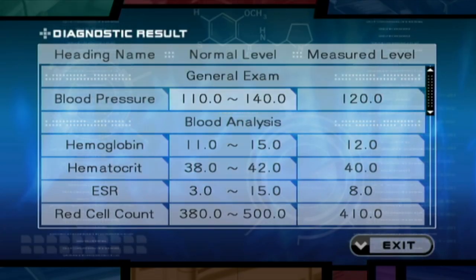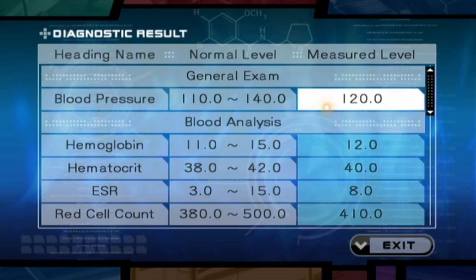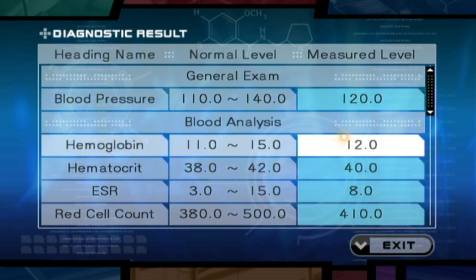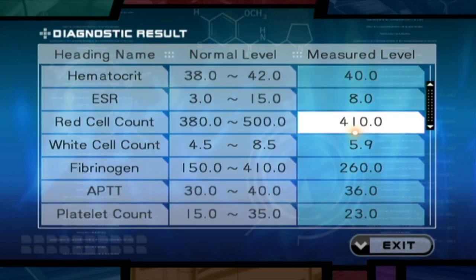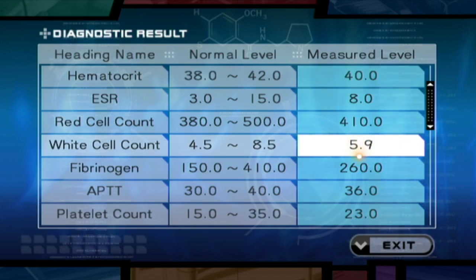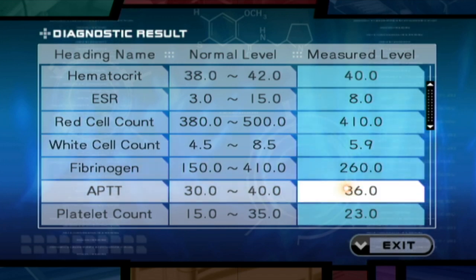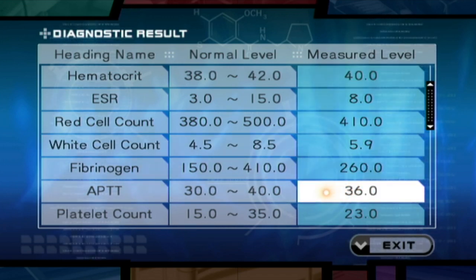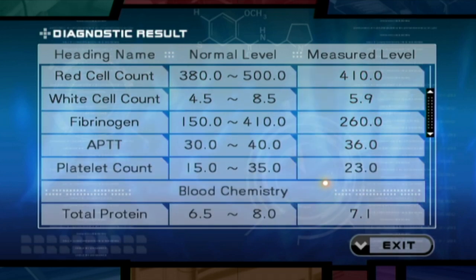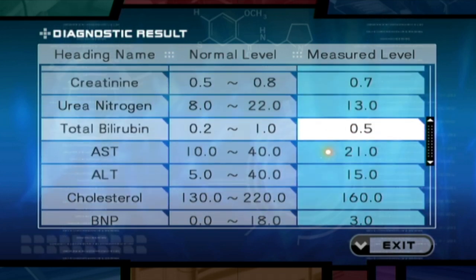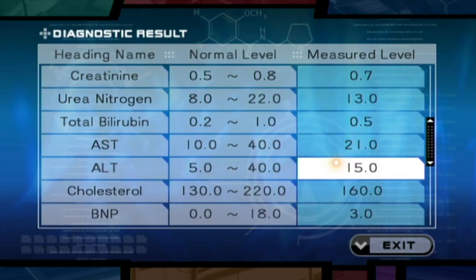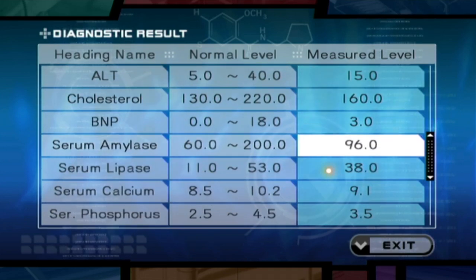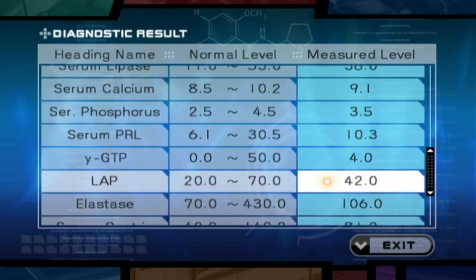Normal level, measured level. Okay. Normal. That's normal. That is okay normal. That is normal. That's almost a little high. That is normal. Let's see. Yes. Yes, Roni. You're not doing too bad.